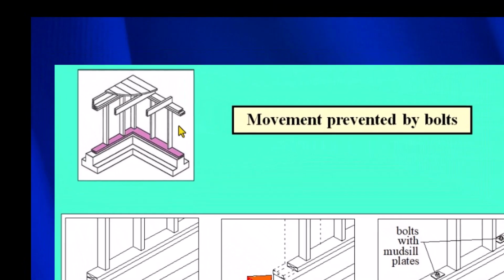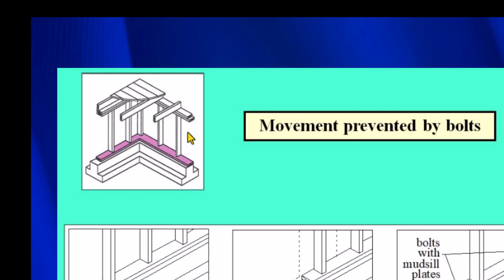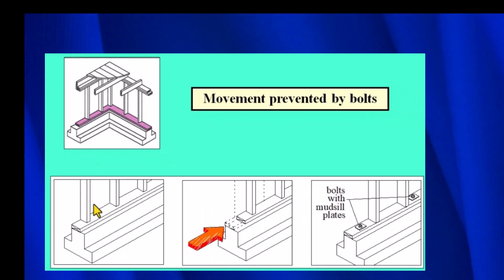Bolting the house to the foundation is one of the easiest parts of any seismic retrofit. So this is the mud sill right here in pink. And that needs to be bolted directly to the foundation because that's the base of our cripple wall. So we'll come down here and look again. This is the base of the cripple wall. This is the mud sill.